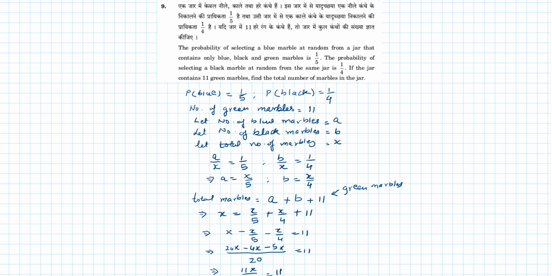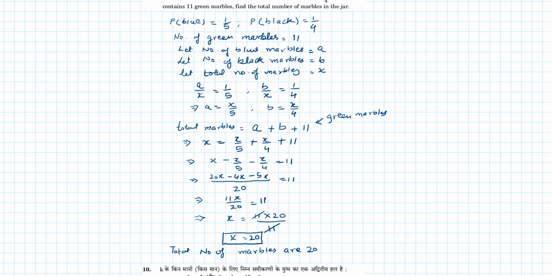But we know the total number of marbles we have is a plus b plus 11. 11 is basically the green marbles. Now the total number of marbles is x. So x is equal to the number of blue marbles, x upon 5, plus black marbles, x upon 4, plus 11. So what do we get from this? We can find the value of x, which is basically the total number of marbles in the jar, and the answer comes as 20.